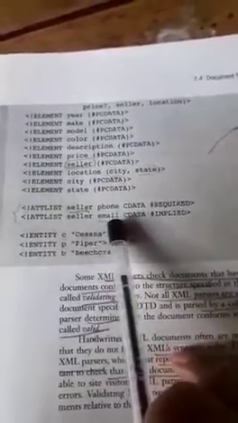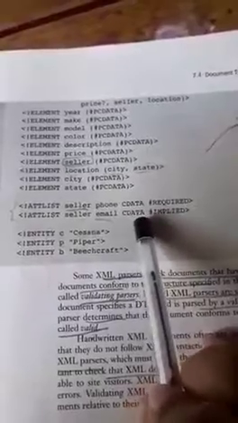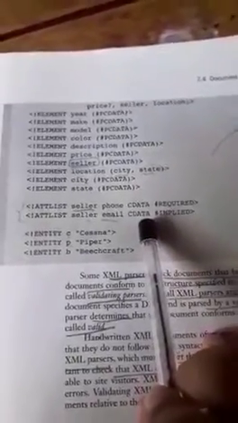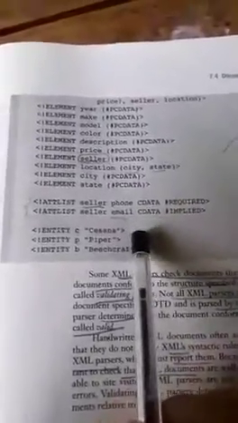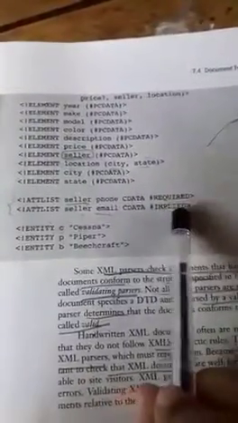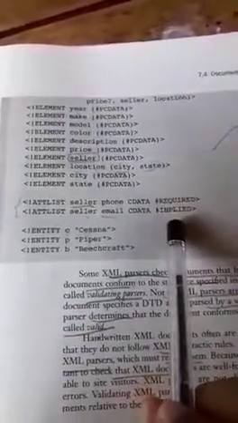The attribute name is email. The data type of the attribute is character data. Already in my last video I told that in attribute declarations there are 10 different data types, but in this example you can only use the character data type. Here it is used the implied. Implied means if you cannot give the value, it automatically chooses the default value.